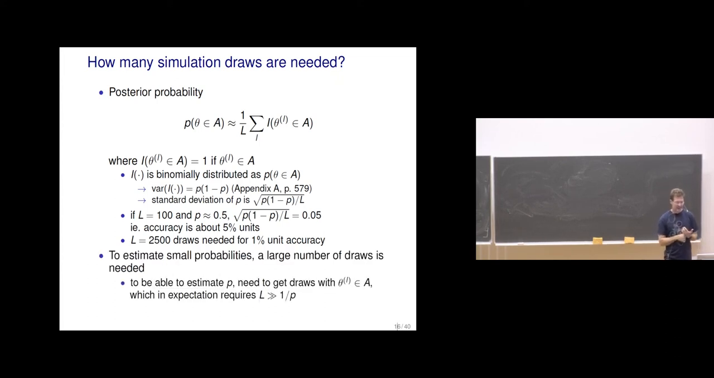And it gets worse when we go to small probabilities. In the same way as we could see the uncertainty for quantiles, for small probabilities we also need a larger number of draws. You can think of it this way: when we have a binomially distributed thing, in order to estimate the probability well, we need observations from both categories. So when we have a very small probability, we need simulation draws also from that small probability event, and of course we need a lot of simulation draws to get at least a certain number from that small probability event.